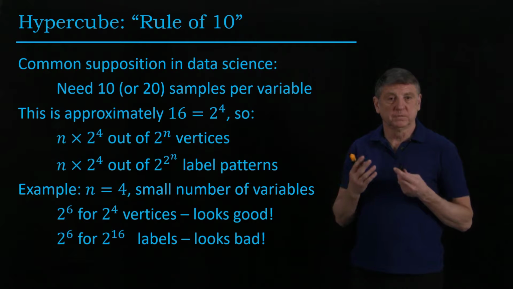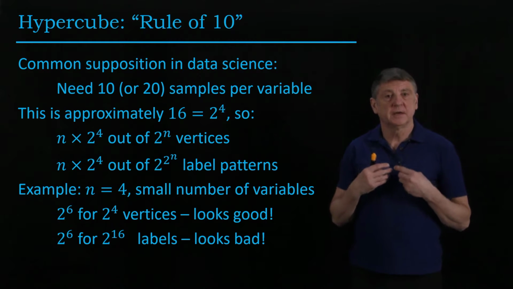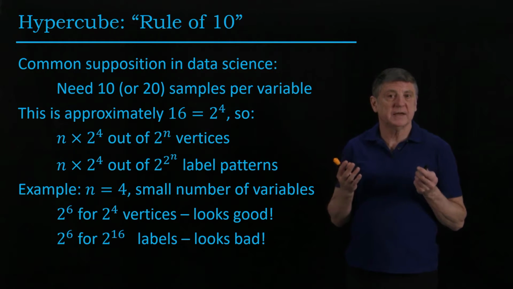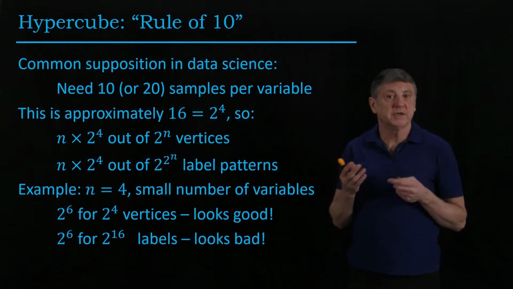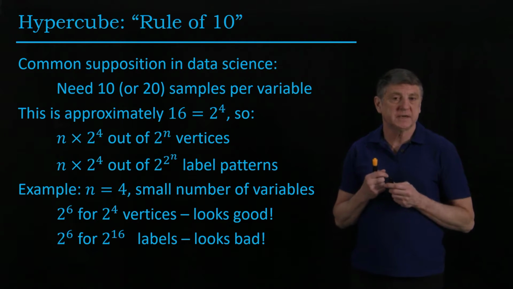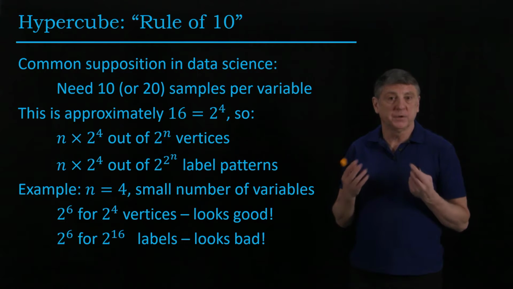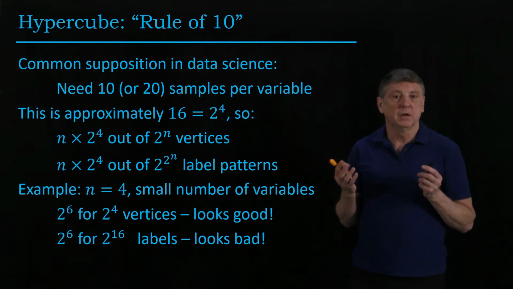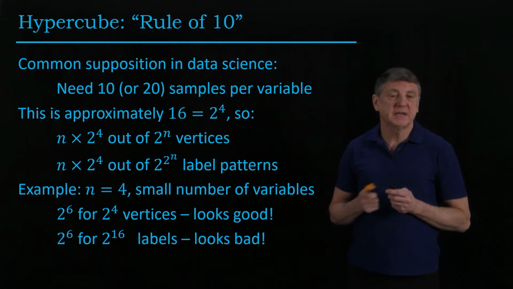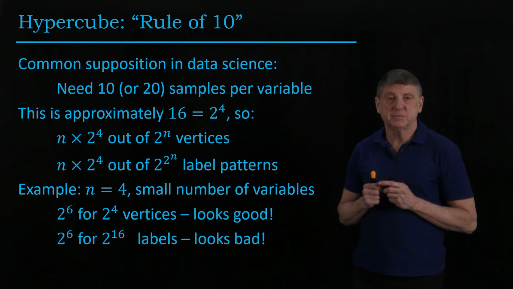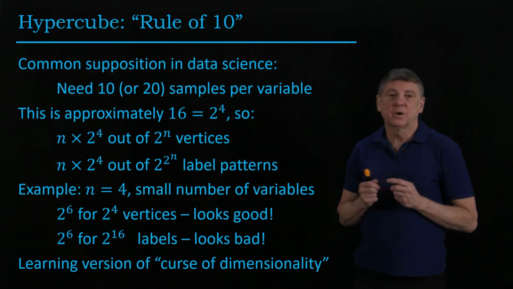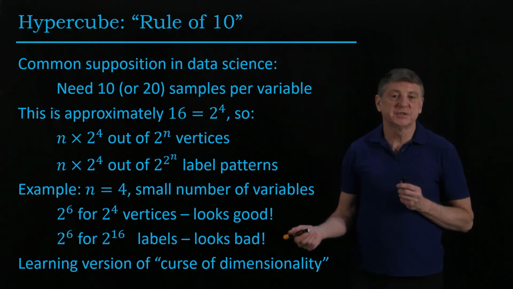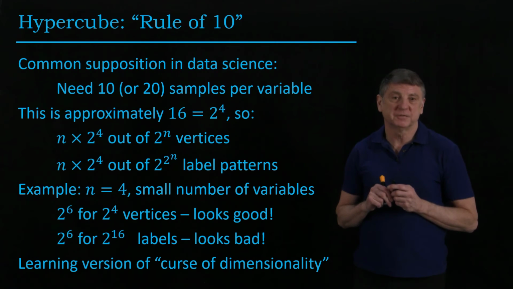So this rule of 10 is something that people will often use, and if we're looking at linear regression, there are good reasons why 10 times the number of variables empirically will work out very well. But when we turn to binary classification, this rule of 10 seems to break down. What I can summarize this as is this is the learning version of the curse of dimensionality.